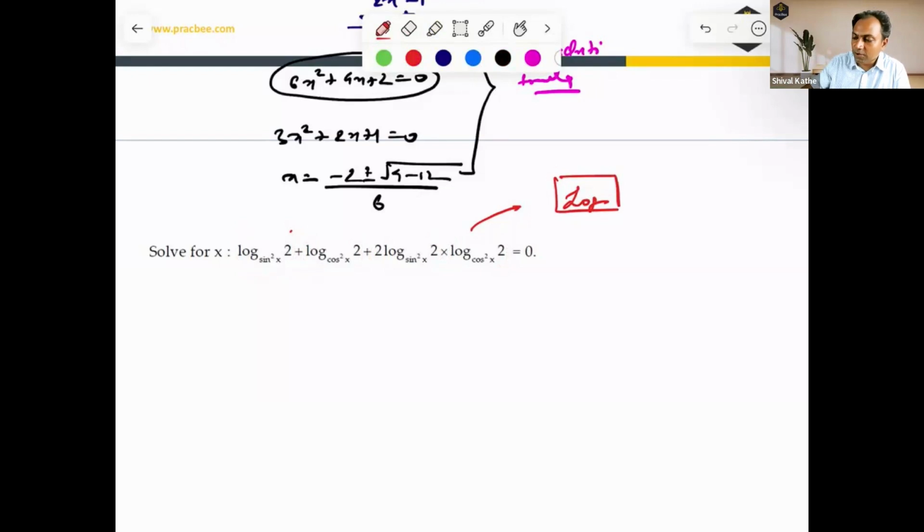The first step is very obvious. We'll apply the base change formula. We'll write this as log of sine square x by 2 to the base 2. This also we can write as 1 by log of cos square x to the base 2. This also will follow the same process.